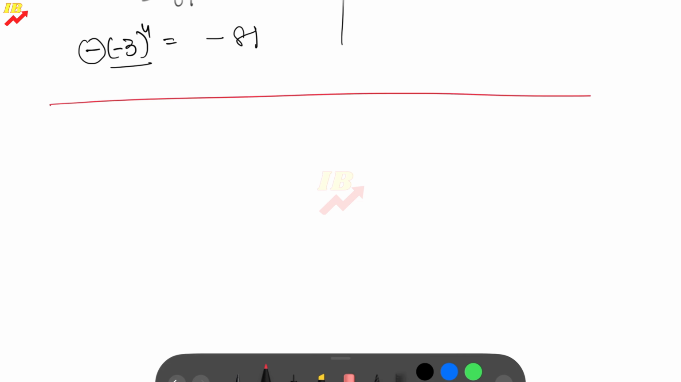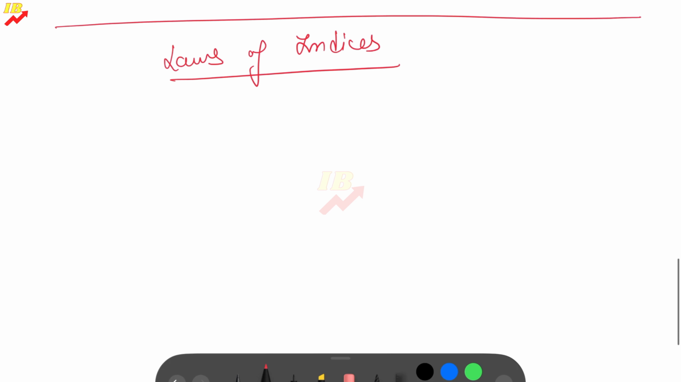Next concept is laws of indices. This is very important. This is going to work with you through all the grades. You are going to use this everywhere, whether it could be surds, radicals, algebraic, complex theory, whatever you will learn in future, this is going to help you out. So please try and understand it a little more.